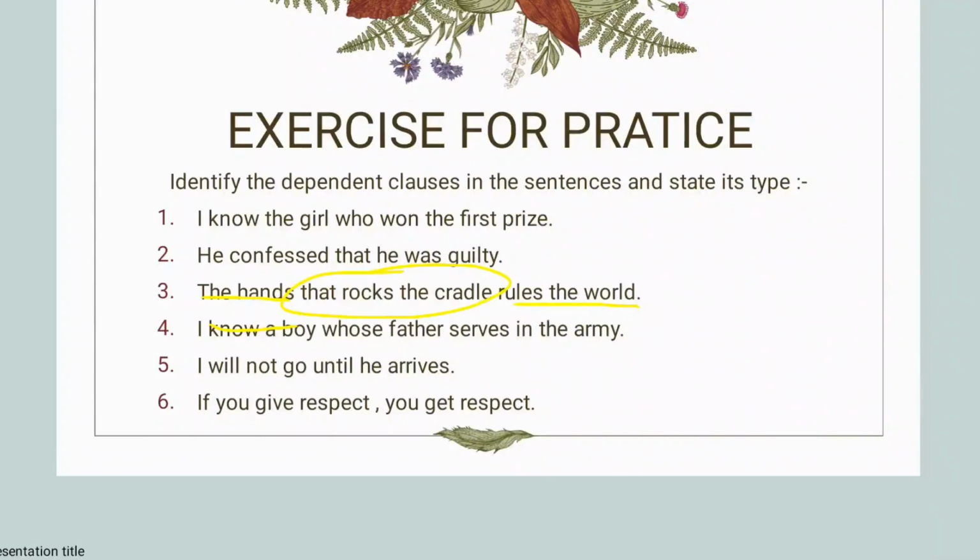Last one. If you give respect, you get respect. Main clause is you get respect. And the second part is if you give respect. You get respect when? If you give respect. There is a condition, isn't it? So if is the subordinator. And this is an adverb clause. Okay? Because we are asking the question when. So this is adverb clause.